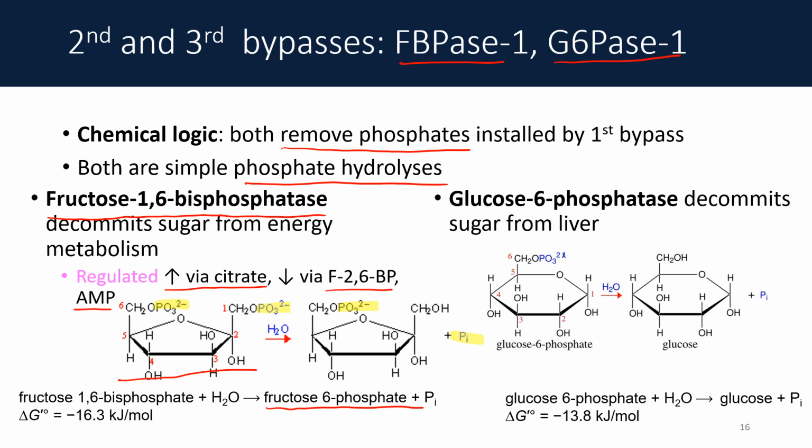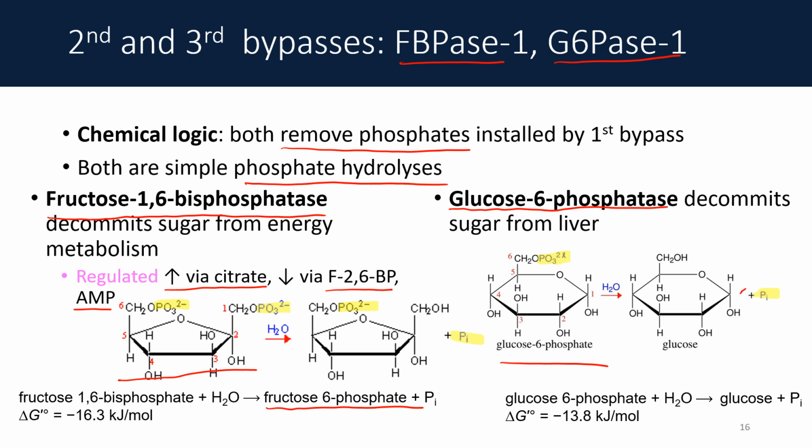Now let's swing on over to our last bypass reaction catalyzed by glucose 6-phosphatase, and its job is to decommit sugar from the liver. We are going to take that last phosphate lingering on the 6 position, and we are going to chop it off, bringing us back to a regular old glucose.